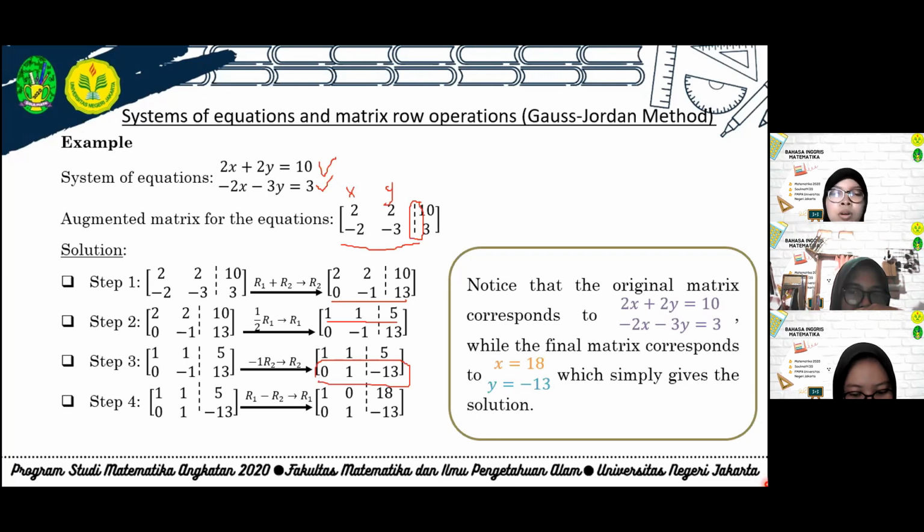And the last step, step 4, is we change row 1 with row 1 subtracted by row 2. And this is the result. Notice that the original matrix corresponds to the equations, while the final matrix corresponds to x is 18, y is minus 13, which simply gives the solution. Okay, next.